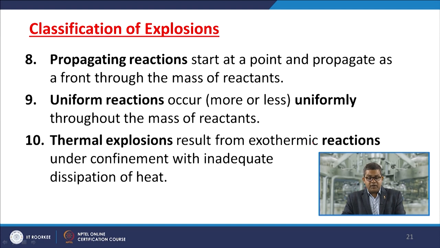Next is the propagating reactions. They start at a point and propagate as a front through the mass of a reactant. Sometimes an explosion may be attributed to uniform reactions. Uniform reactions occur more or less uniformly throughout the mass of reactants. Thermal explosions result from exothermic reactions under confinement with inadequate dissipation of heat.